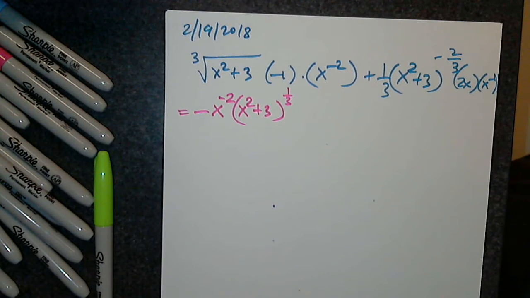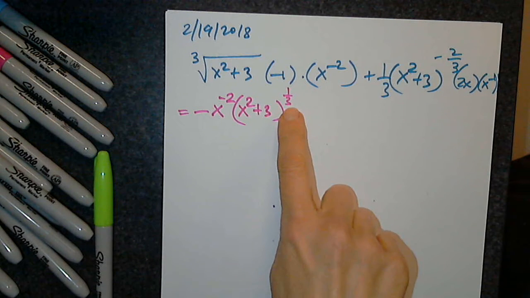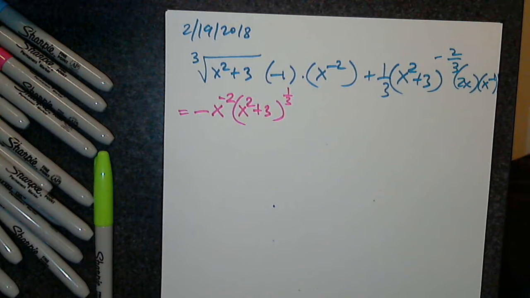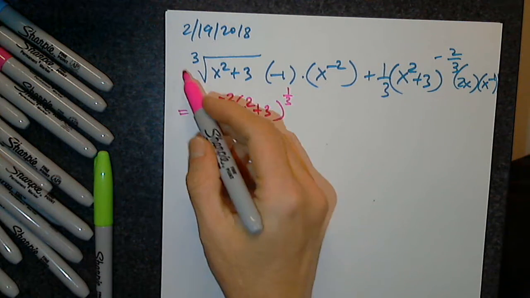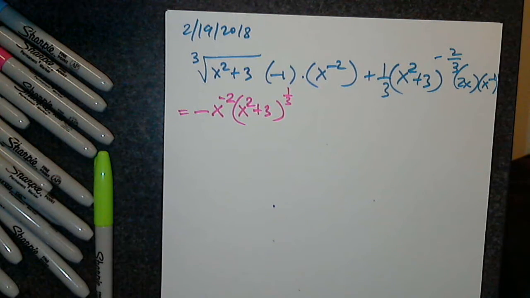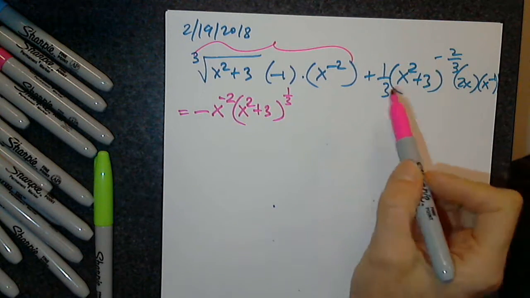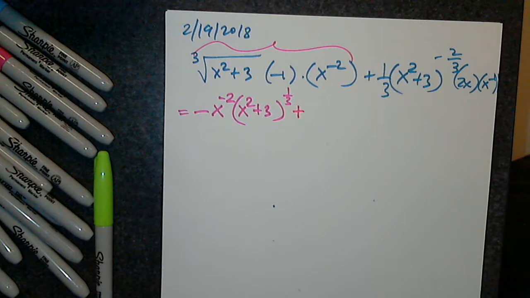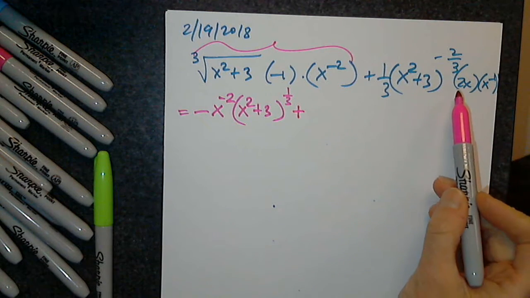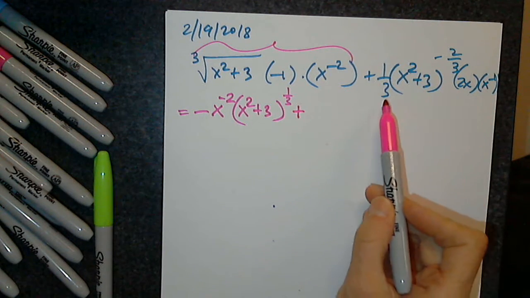Where did you get 1/3 from? Can anyone explain again? How do we get the power 1/3? It's on the cube root. Exactly. Whatever is in the cube root is going to have power 1/3. Good. So then I am done with this part. Now I have to write plus. I have to multiply 2x by x to -1 and by 1/3.